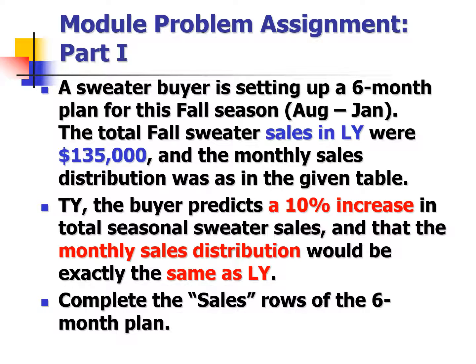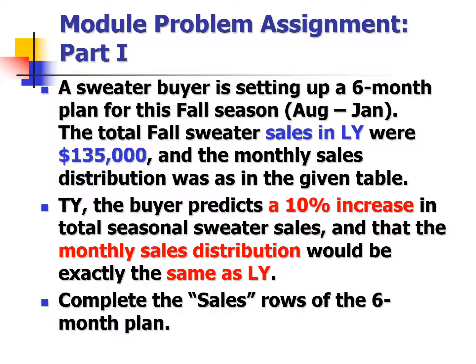And the total fall sweater sales last year were $135,000. Okay, and the monthly sales distribution was as in the given table. As you saw in the table above, that's what the monthly distribution percent was. And this year, the buyer predicts there's going to be a 10% increase in total seasonal sweater sales. So that is the projected trend, right? As compared to last year's seasonal total sales, this year there's going to be a 10% increase.